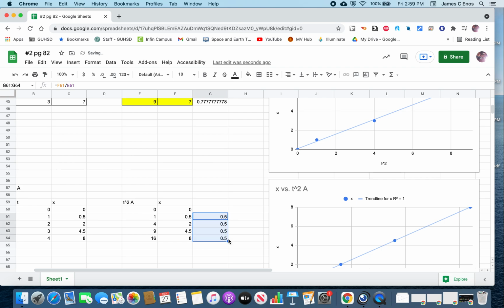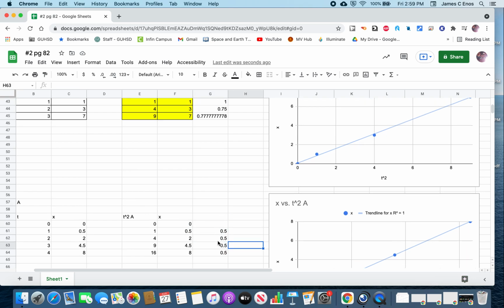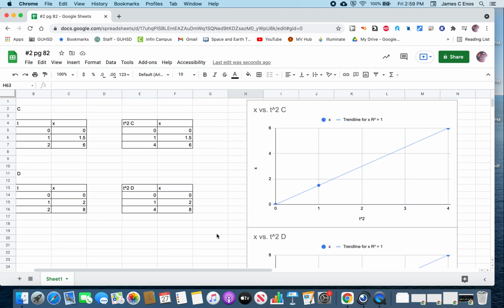And if I go down, my change in position over my change in time squared, I'm choosing time squared because we're dealing with accelerated motion. They're all at 0.5, so it's definitely not A. I'm going to come up to my car D. Well, it's going to take my position, divided by time squared. I get a 2, and same value for both. And then I'm going to do the same thing for car C, equal to position divided by time squared, and I get a value of 1.5.